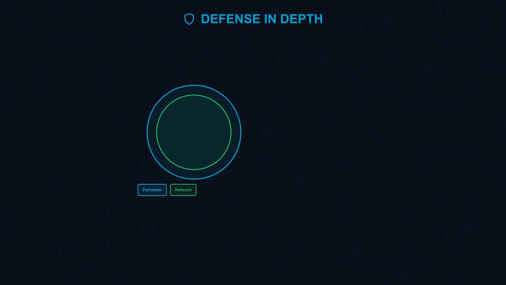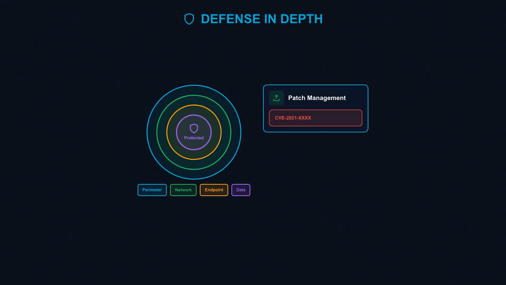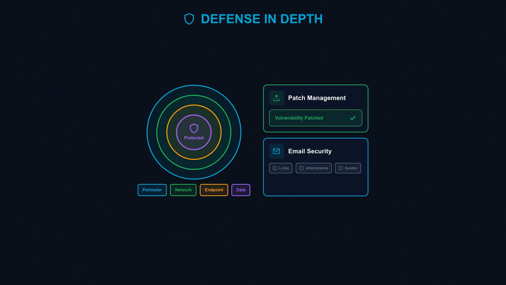What could have stopped this attack? Multiple layers. Defense in depth means no single failure is catastrophic. Patch management would have closed the initial vulnerability. The attackers had a backup plan, but every closed door matters. Email security filtering would have caught the phishing attempt. Modern systems analyze links, attachments, and sender reputation. Not perfect, but raises the bar.